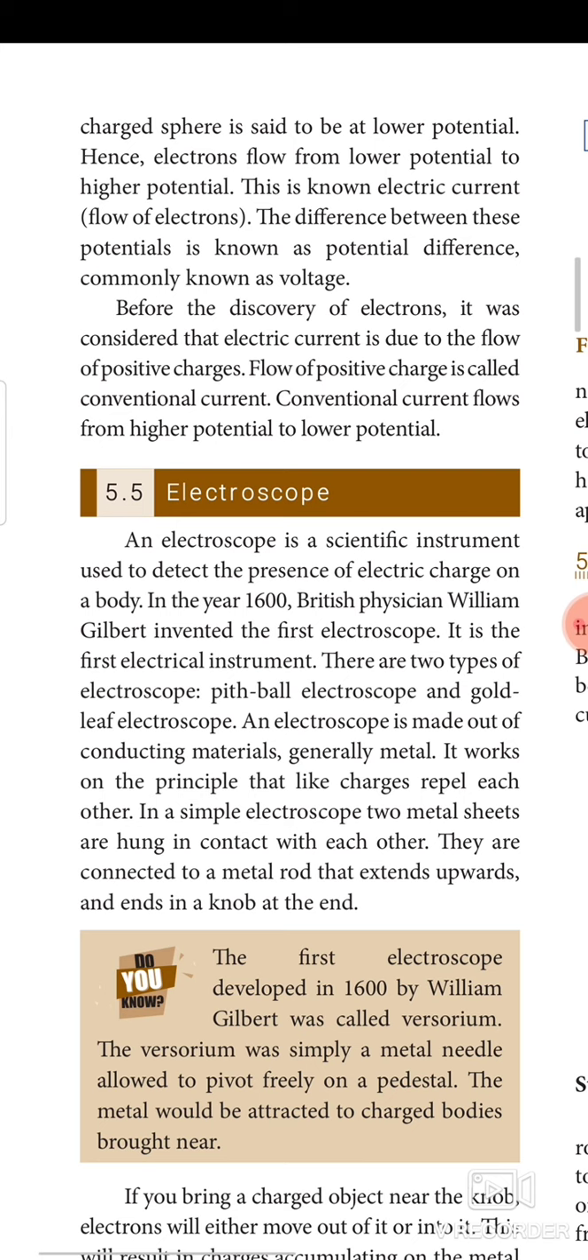Before the discovery of electrons, it was considered that electric current is due to the flow of positive charge. Flow of positive charge is called conventional current. Conventional current flows from higher potential to the lower potential.